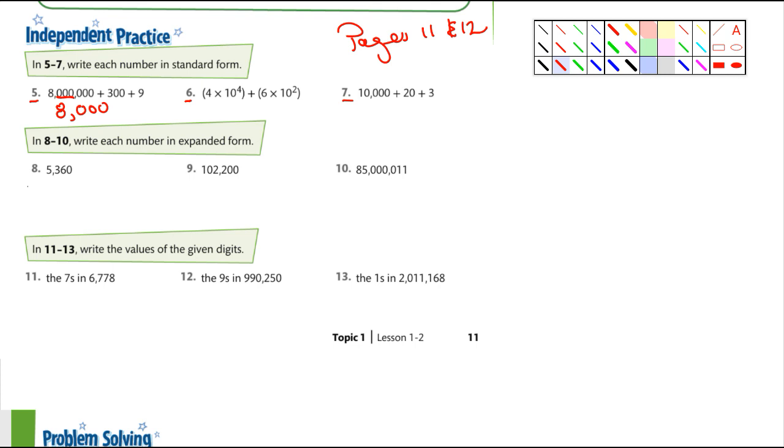and then 309. That's supposed to be a 3. Oh my gosh, that's an ugly looking 3. There we go. 8,309,000. So that's written in standard form.